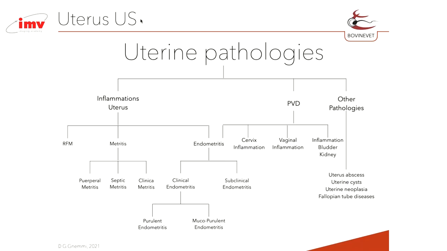Well, clinical endometritis may be divided into purulent and mucopurulent endometritis. The difference is that purulent endometritis is typical of day 21 to 26, 27, where we have more than 50% neutrophils, while mucopurulent endometritis is over 26, 28 days, and we have less than 50% neutrophils.